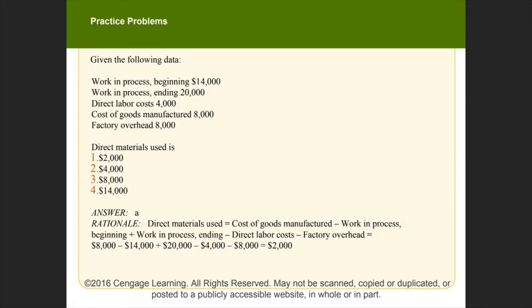So to find the direct materials used, we're going to take our cost of goods manufactured minus our work in process beginning plus our work in process ending, subtract out any direct labor cost and any factory overhead. So cost of goods manufactured of 8,000 minus the work in process beginning inventory of 14,000 plus our work in process ending of 20,000 minus direct labor cost of 4,000 minus factory overhead of 8,000 leaves us with $2,000, and that's our direct materials used.